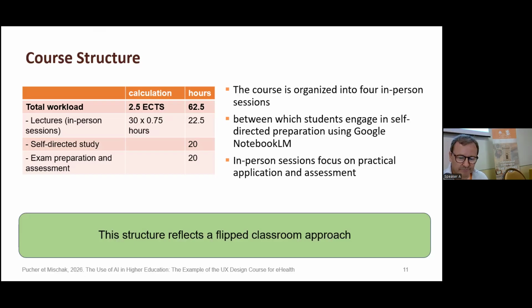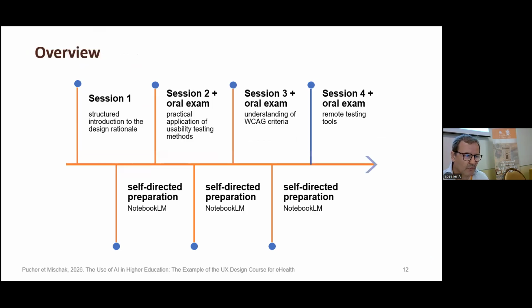To show you an overview, here you have the 4 sessions. The first session starts, of course, with the introduction in the course and the first work group practice and so on. And then you have the self-directed preparation of each student. And then is the next session, and there's an oral exam. Okay, I think that is very clear.